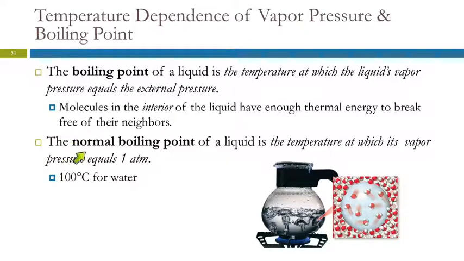So we define a normal boiling point. Normal is referring to the boiling point at atmospheric pressure. This is regular, normal boiling point. You can have a boiling point at other pressures. You can make it boil at different pressures. You can make water boil at a lower temperature.